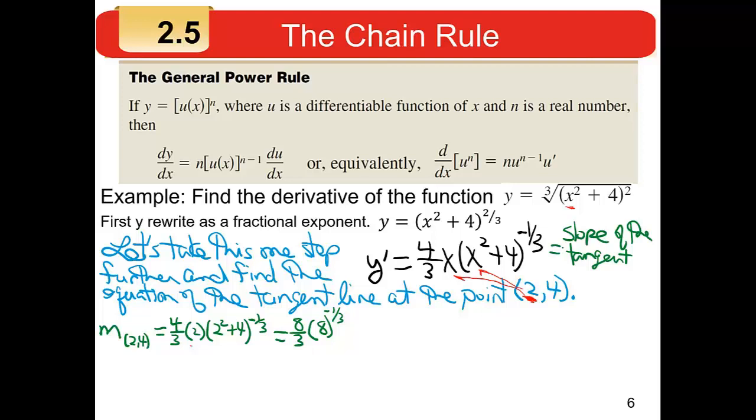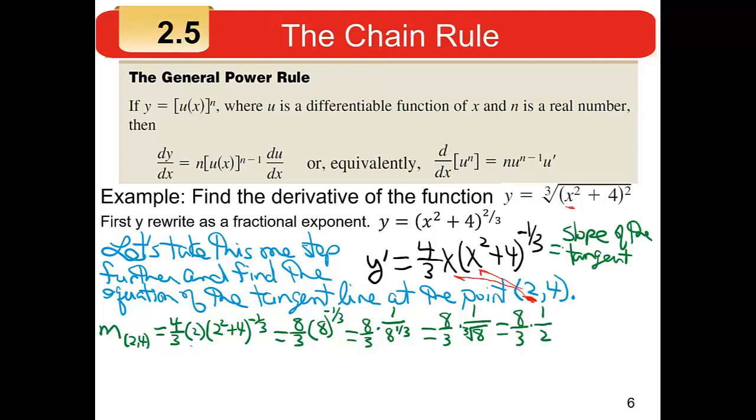And again, you've got to be familiar with these negative exponents and how to deal with them. 8 to the negative 1/3 is the same as 1 over 8 to the positive 1/3. Once you get it to 1/3, you've got to remember that a 1/3 power is a cube root. So it's asking for you to take 8/3 and multiply by 1 over the cube root of 8. Well, the cube root of 8 is 2.